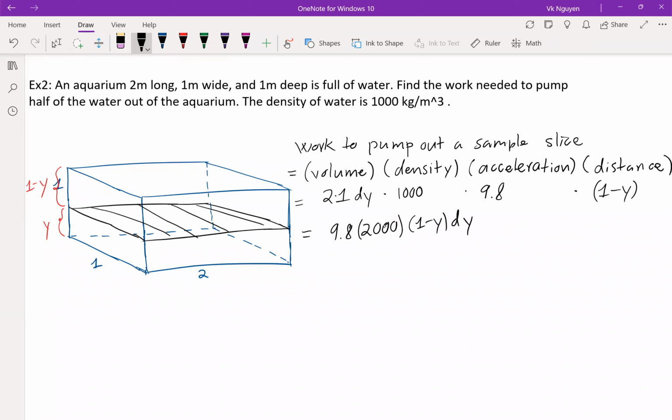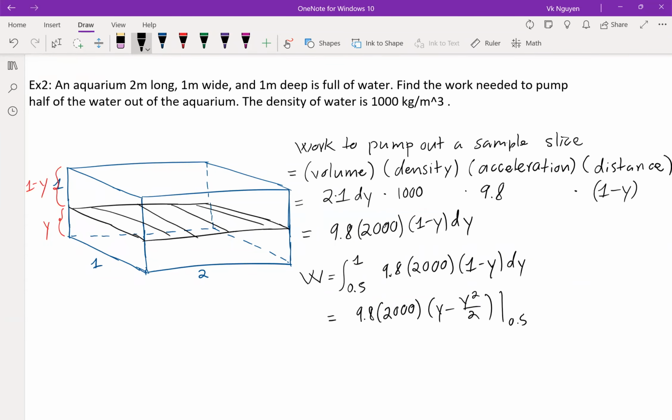Next step is we're going to set up the integral to compute the work. We're going to have to pump half of the water out. So in order to get half of the water out, we're going to pump the top half. Integral from 0.5 to 1 of 9.8 times 2000 times 1 minus y dy. We have 9.8 times 2000 times y minus y squared over 2, from 0.5 to 1.